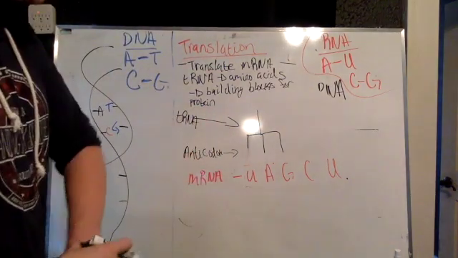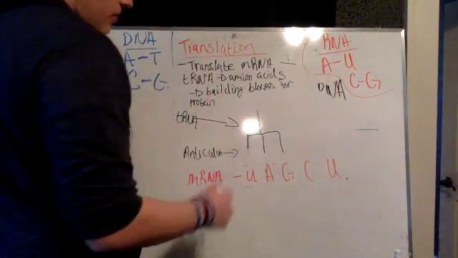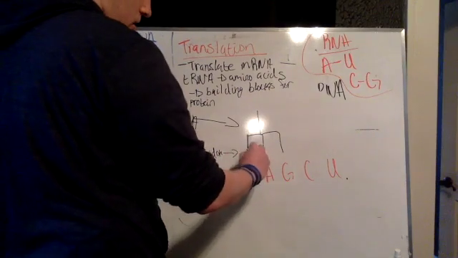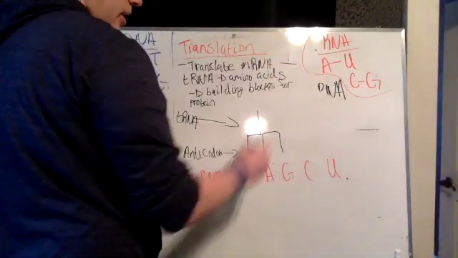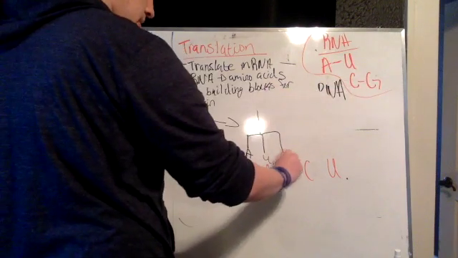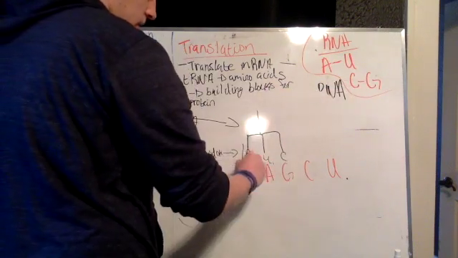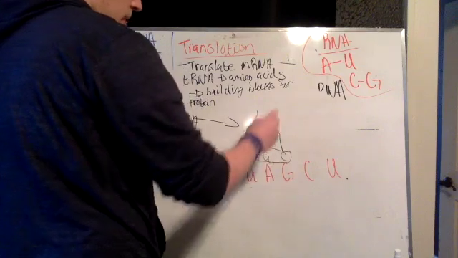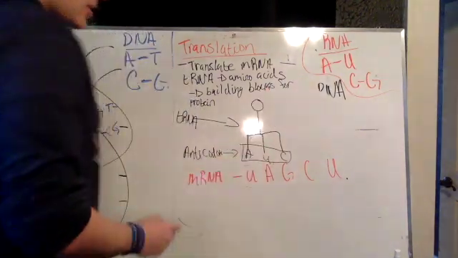Okay, so it's going to read it just like we did before. U connects with A in RNA. A connects with what in RNA? U. G connects with what in RNA? C. Okay, so this right here is your anticodon, and then it will bring the appropriate amino acid.